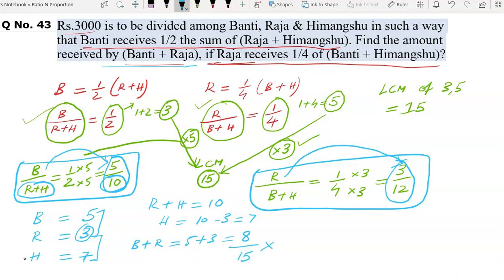And the total amount is how much? 3000. So 8 by 15 into 3000. 15 into 2, so 8 into 2 will give us 16. So rupees 6000 is the share of Banti plus Raja, and this is our answer.